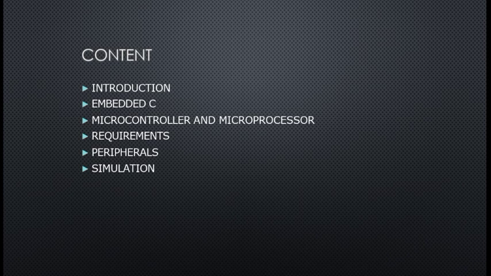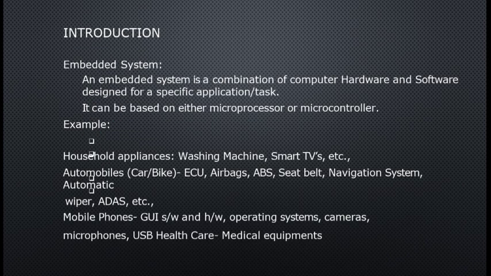There are various topics in the project. The first one is the introduction, then embedded C, microcontroller and microprocessor, requirements, peripherals, and simulation. Introduction: an embedded system is a combination of computer hardware and software designed for a specific application or task. It can be based on either a microprocessor or a microcontroller.